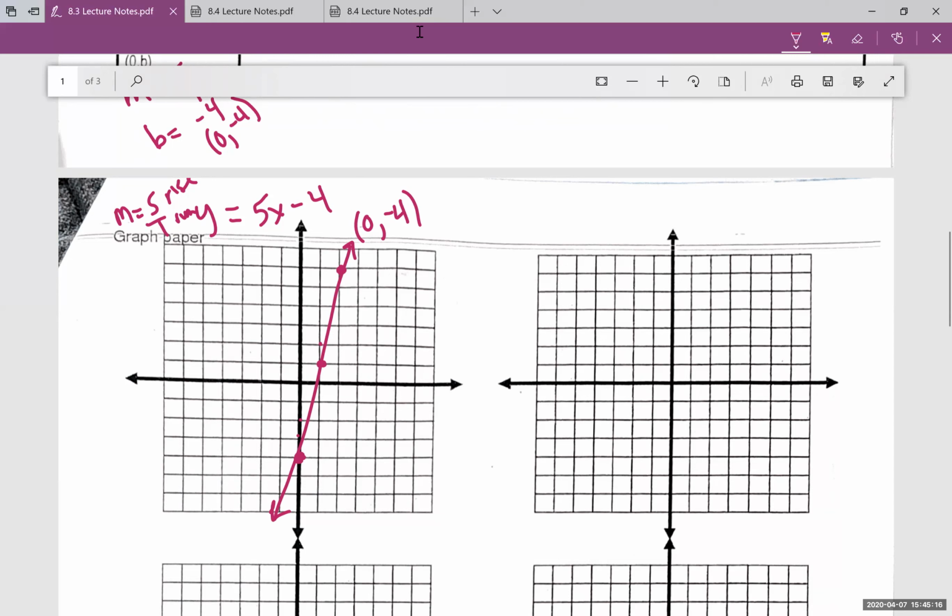So this line is the graph of the line y equals 5x minus 4. When you graph this way, you always start with the y-intercept, which was negative 4, and then you use your slope and you go up and over, or rise over run. Once you get 2 points, you have plotted this.